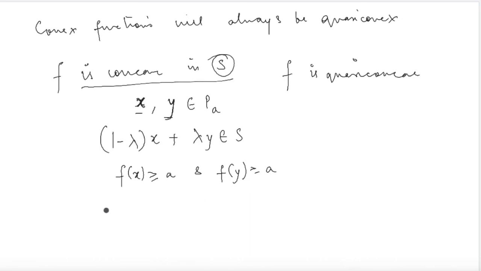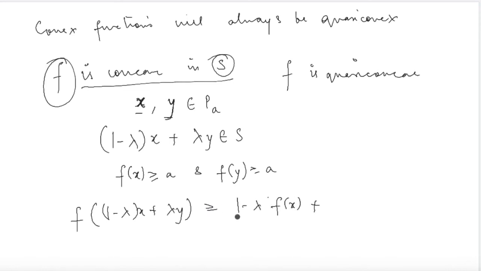Then the definition of concavity would imply, we have assumed that f is a concave function. The definition of concavity will imply that f of (1 minus lambda)x plus lambda y should be greater than or equal to (1 minus lambda) f of x plus lambda f of y. This is how we define concave functions. So if f of x is a concave function, then f of (1 minus lambda)x plus lambda y has to be greater than or equal to (1 minus lambda) f of x plus lambda f of y.